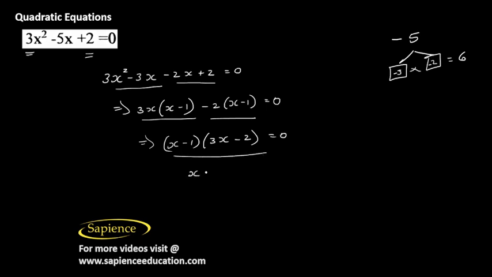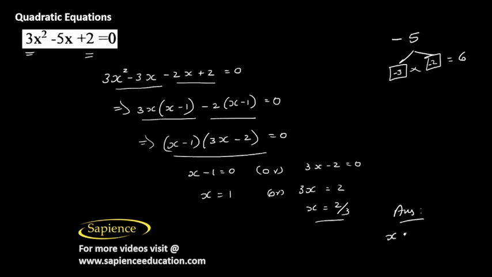Now we can say either x minus 1 is equal to 0 or 3x minus 2 is equal to 0. And in this case x is equal to 1, and in this case 3x is equal to 2, so x is equal to 2 by 3. The answer to this question is x is equal to 1 or 2 by 3.